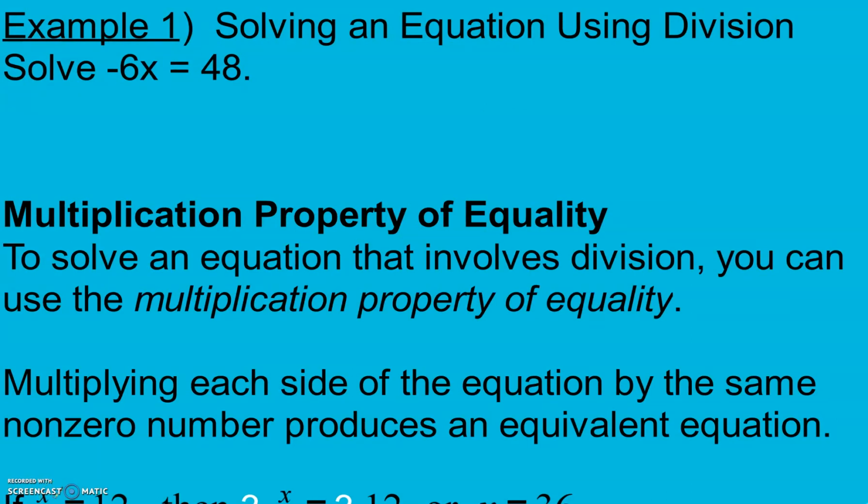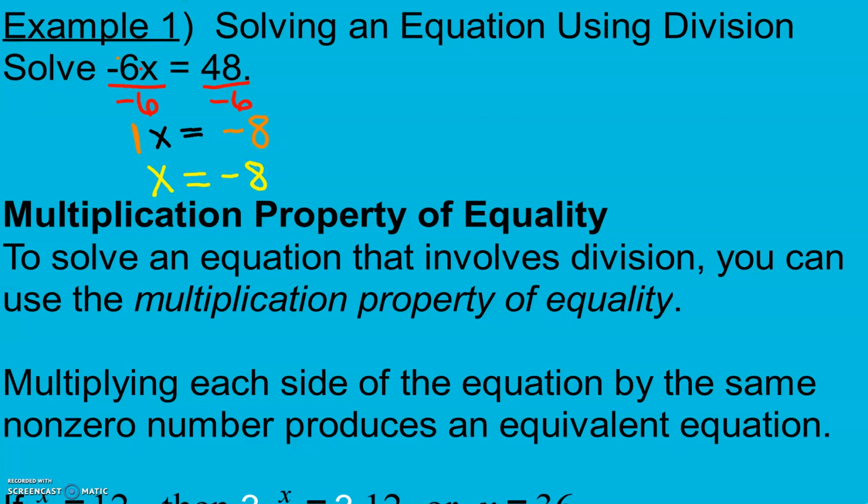Example 1 is solving an equation using division. Here I have -6 times x. We get rid of multiplication by dividing, and I know there's a negative in front of that 6, but it's not subtraction, it's a -6. So we get rid of that by dividing, because -6 divided by -6 just gives me a 1, and I haven't changed that x or the fact that they're equal. And as long as I did the -6 to both sides with the same operation, I get an equivalent equation. Now I know that 1 times x is just x equals -8.